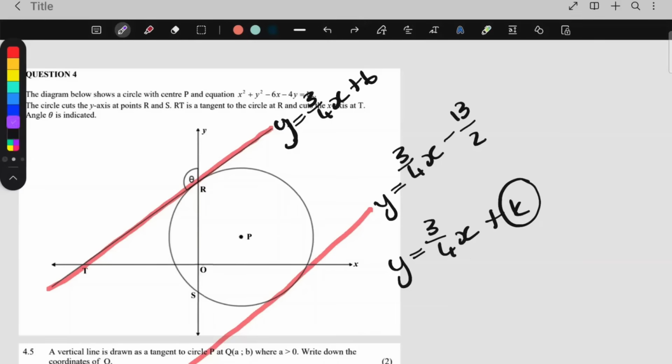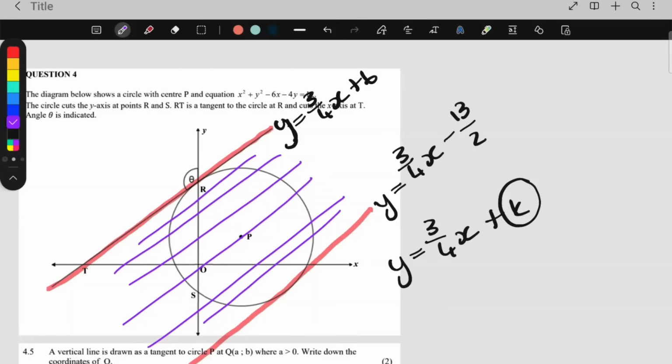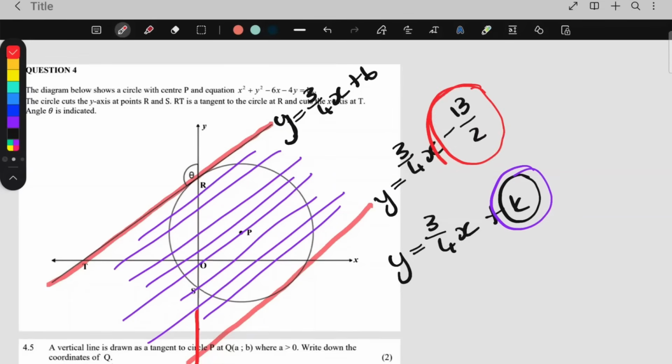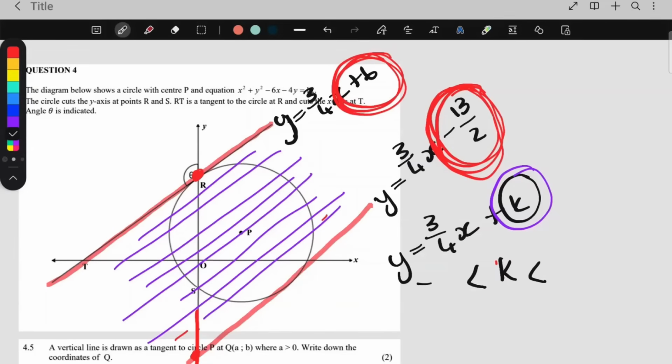Do you agree, grade 12? This line must be here in the middle somewhere. If that line is anywhere in the middle, it can be any one of these lines, so the value of the y-intercept must be between this y-intercept, which is somewhere here at the bottom, and this y-intercept, which is there. So the answer is k must be between negative 13 over 2 and 6. If the y-intercept is between these numbers, then the line will cut the circle twice. And that's how you do that question.